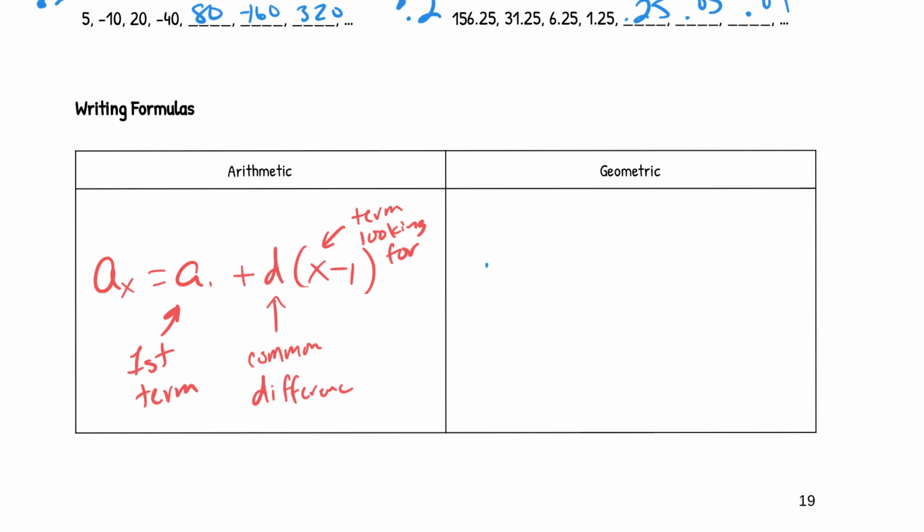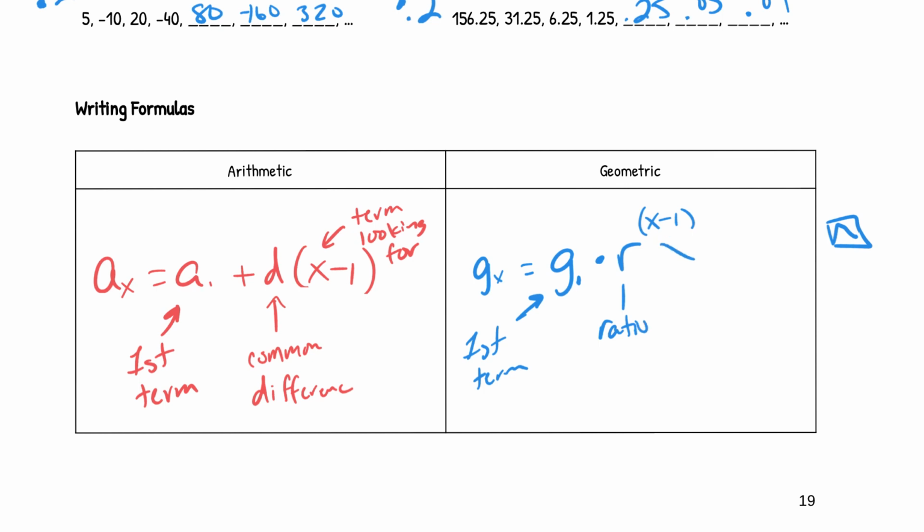For geometric, it's very similar. You start with the first term, like before, but then instead of adding, you're going to multiply by the common ratio, how much it's changing, and instead of times x minus 1, it's going to be to the power of x minus 1. So that's the key thing. Make sure you put the exponent. Remember, on your calculator, you're going to look for the button that has an upwards triangle like that, so that it goes up there, and then when you want to come back down, you hit the right arrow. But again, this is the first term. This is the common ratio, and this would be the term you're looking for.